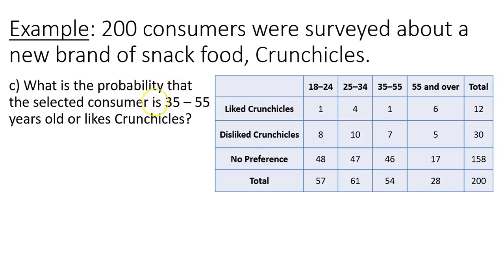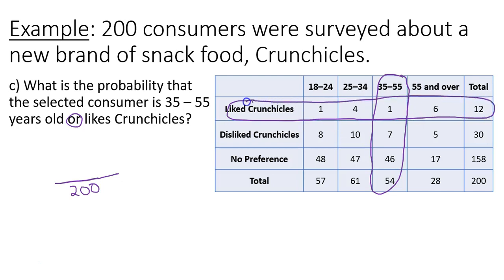Next, what is the probability that the selected consumer is 35 to 55 years old or likes Crunchicles? So this is an or probability. That means we do consider all 200 people from the table. And the ones that we want, the ones that are a favorable outcome, would be those that are 35 to 55 years old or those that like Crunchicles. So we're looking at 35 to 55 years old. We are looking at those that liked Crunchicles.